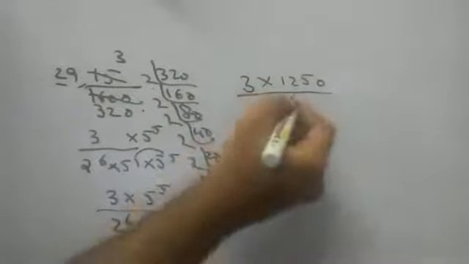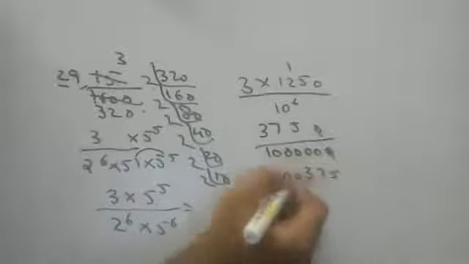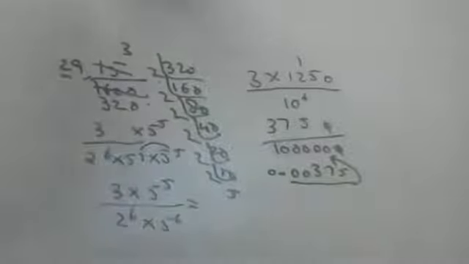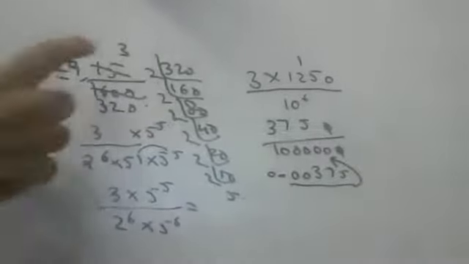3 into 1250 is 3750 by 10 to the power of 6. Cancel the zeros, so 0.00375. After the point, 5 numbers should be there because 5 zeros. Are you able to understand, children? Never forget, compulsory you have to simplify.